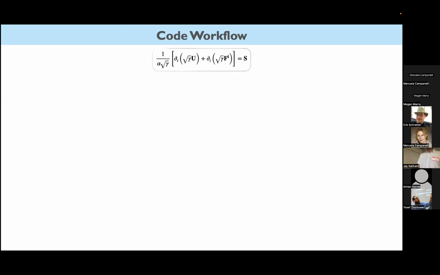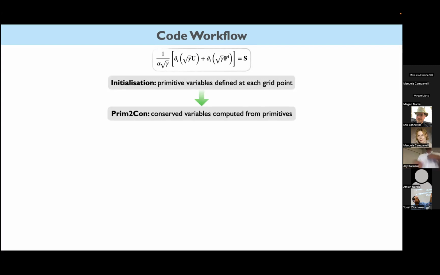Yeah, so just to summarize and understand in a very rough schematic way, what is a typical workflow of such GRMHD codes? To recap, you want to solve such a generic equation of this form. The first step is initialization, where you define your primitive variables and provide some initial conditions. Then the next step is to do a prim-to-con: once you have your primitives, you want to compute the conservatives. The conservatives are the ones that actually evolve in time.